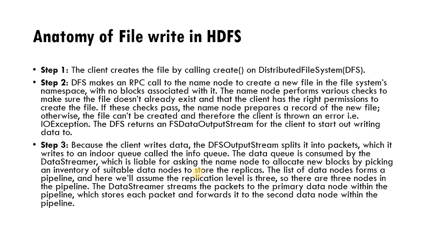Second, the DFS makes an RPC call to the name node to create a new file in the file system namespace with no blocks associated with it. The name node performs various checks to make sure that the file doesn't already exist and that the client has the right permission to create the file. If this check passes, the name node prepares a record of the new file, otherwise the file can't be created and the client is thrown an error like an input output IO exception. The DFS returns an FS data output stream for the client to start writing data.